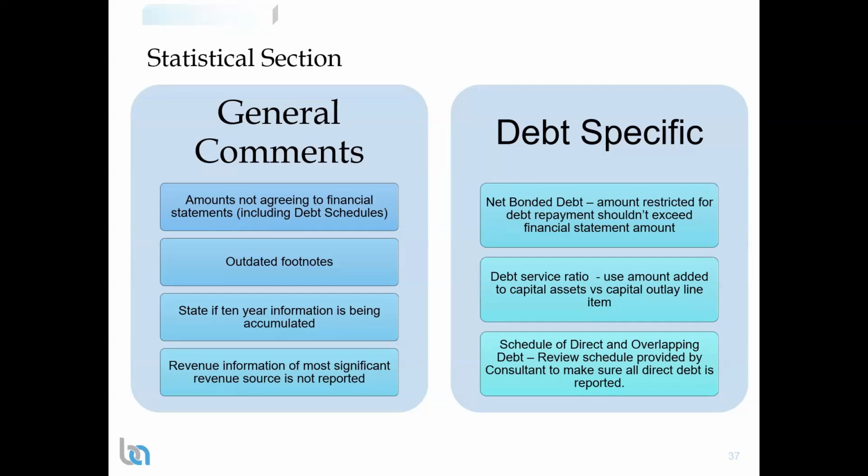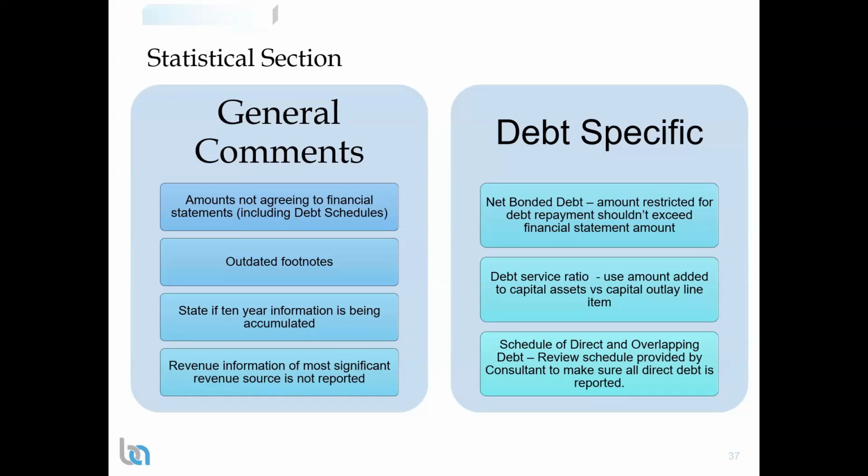The schedule of direct and overlapping debt. So this may not always include 100% of your own debt, because you'll mention all of the shared debt where you have debt from the county, debt from other agencies, and then you would normally at the end have your own debt, your own bonds you've issued.